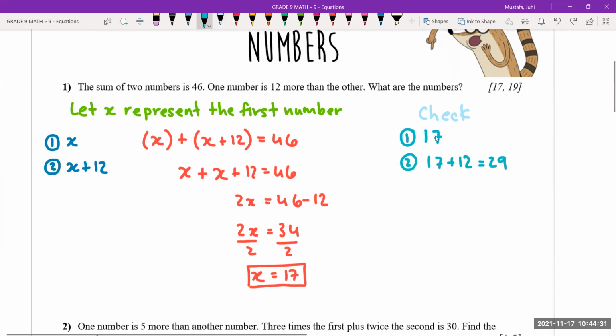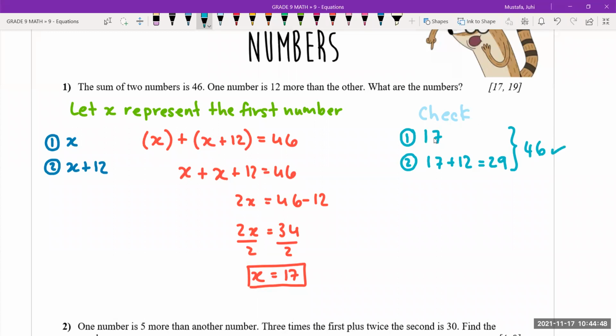I know the first number is 17. I know the second number is 29. If I add these up, what should it equal? 46. So let me add this up. 7 plus 9 is 16. Carry the 1. 1 plus 1 plus 2 is 4. And so this actually makes logical sense.